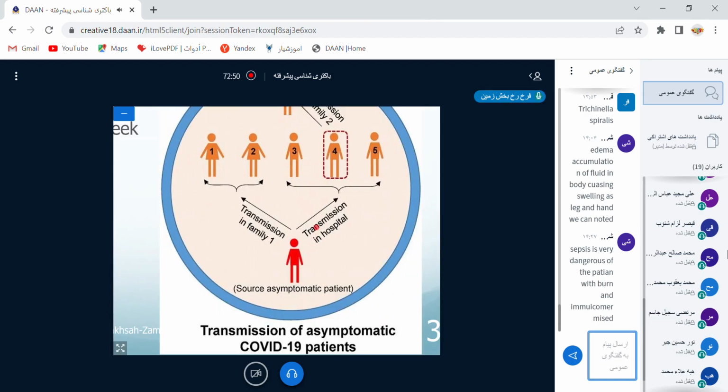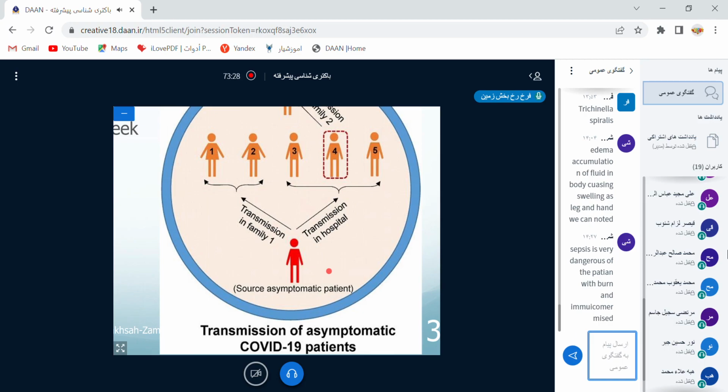For example, in this photo, you can see transmission of asymptomatic COVID-19 patients. Sometimes one person has COVID-19, but it is asymptomatic. When it is asymptomatic, the person doesn't know, yet there is transmission from one person to another person, whether it is symptomatic or asymptomatic.